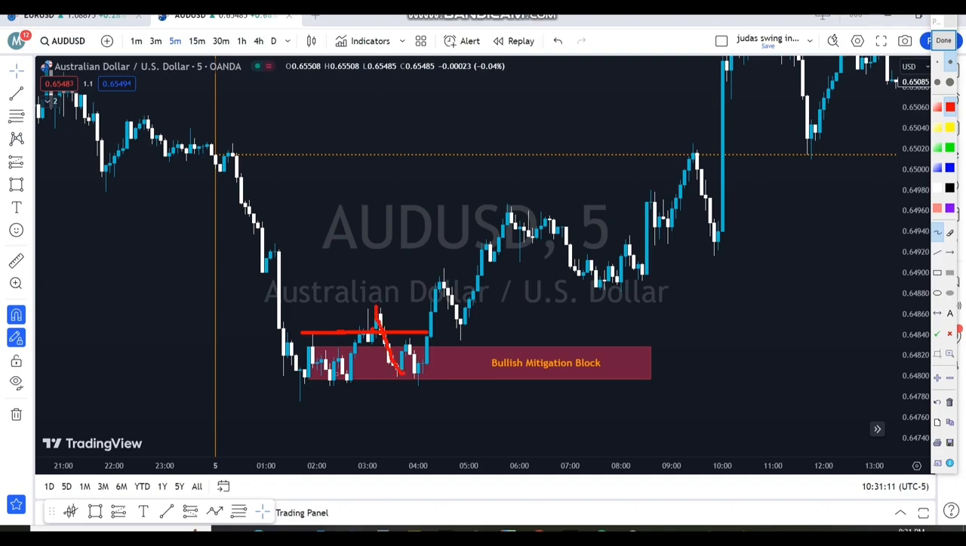Okay. Now, in this example, ICT never explained that there should be a fair value gap in front of the mitigation block or something like that, because it's only one candle. Mitigation does not mean a series of candles. No, mitigation will only be the last up close candle, or on the bearish side of mitigation, it will be the last down close candle. So mitigation is only one candle.